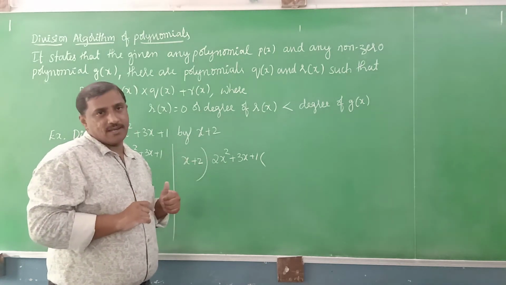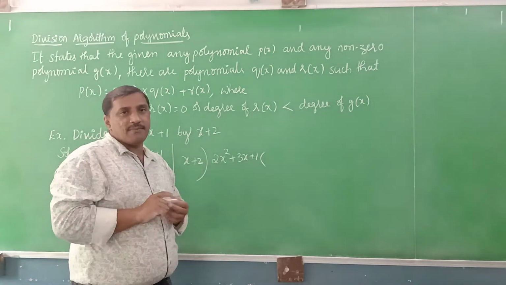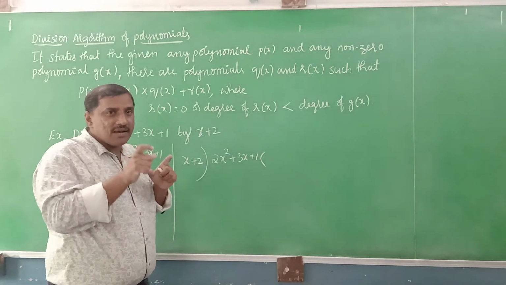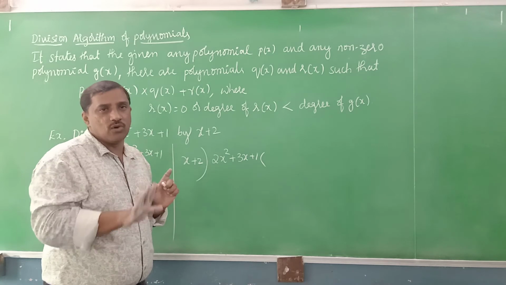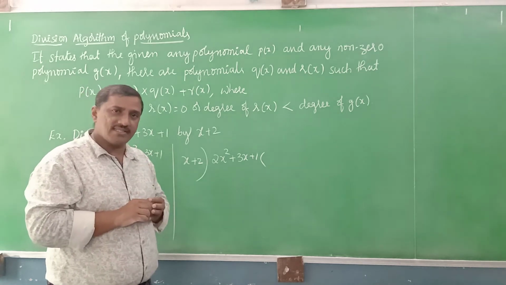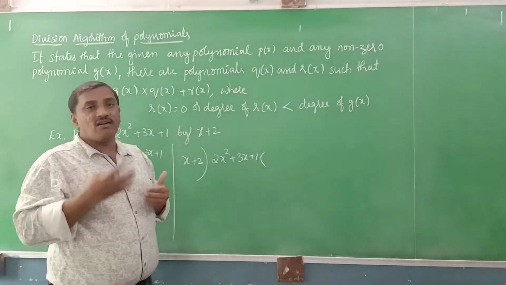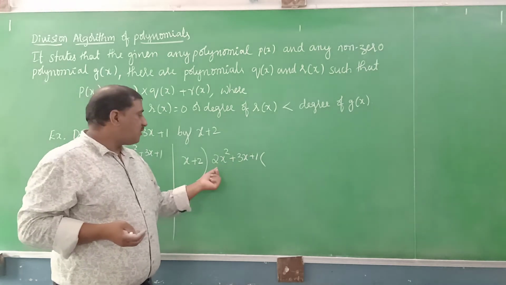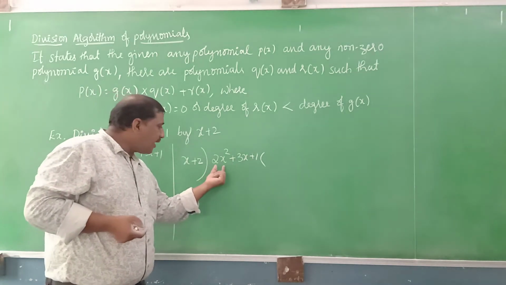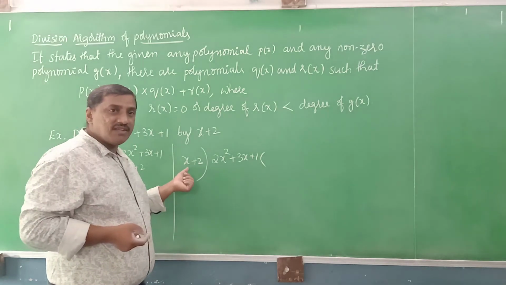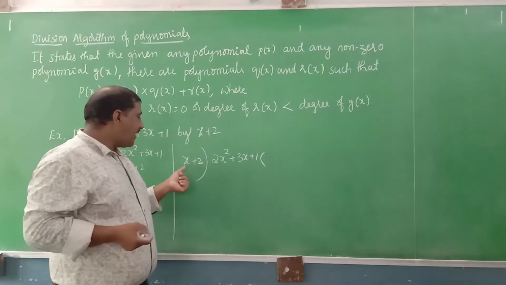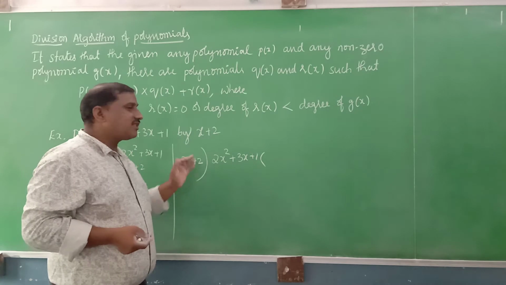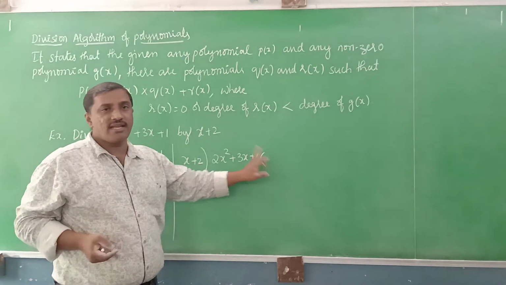Second step: see if any terms are missing in the dividend or divisor polynomial. Leave some gap for that term or replace it with 0 for our convenience. The third step is to always divide the first term of the dividend. Here the dividend is 2x square plus 3x plus 1, so the first term is 2x square. Divide 2x square with the first term of the divisor. Here the divisor is x plus 2, and its first term is x. So divide 2x square with x. Whatever quotient we get, we write it in the quotient place.